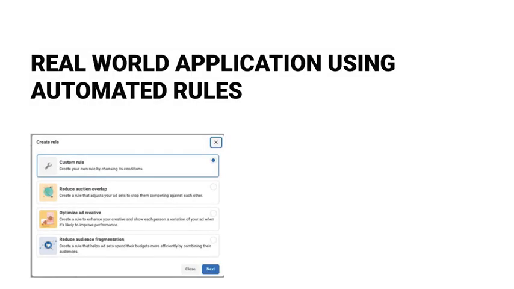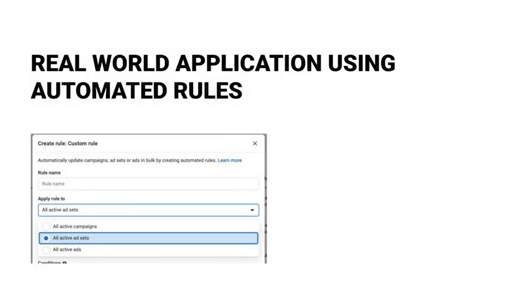And then a couple of other automated rules that we have here. Here's a custom rule you can set up, and this is just you building out your own rules. This is going to apply globally. So for instance, if I'm running a bunch of different conversion campaigns, it's going to run it for all of them, either all active campaigns, all active ad sets, all active ads. So you really have to think this through just a little bit.